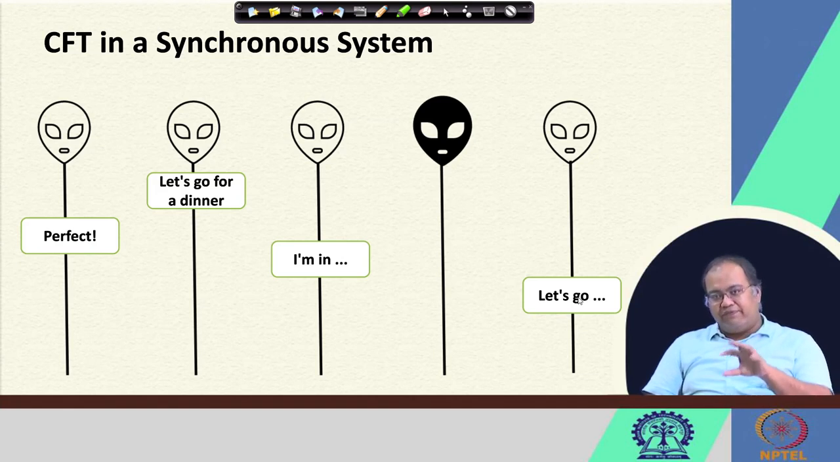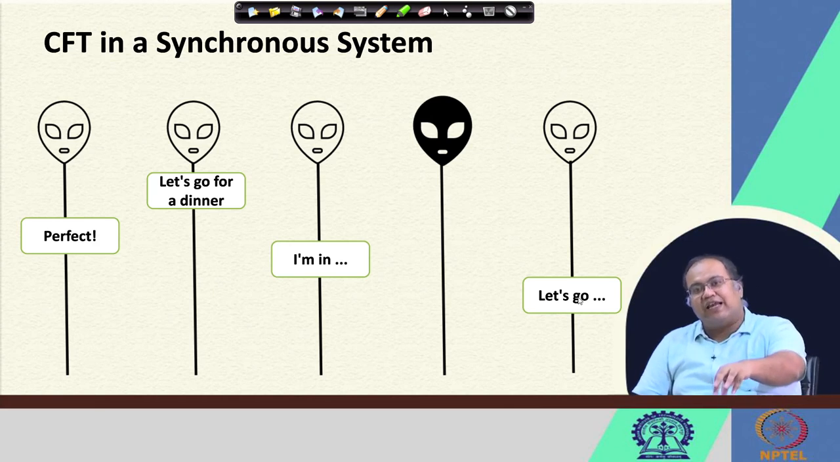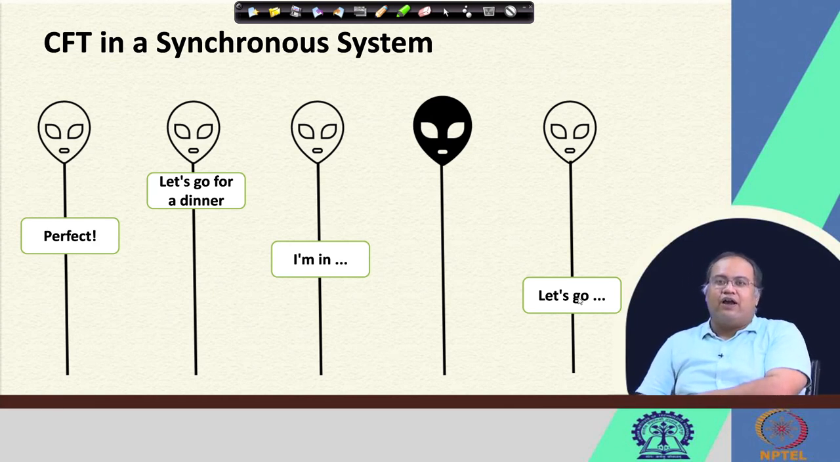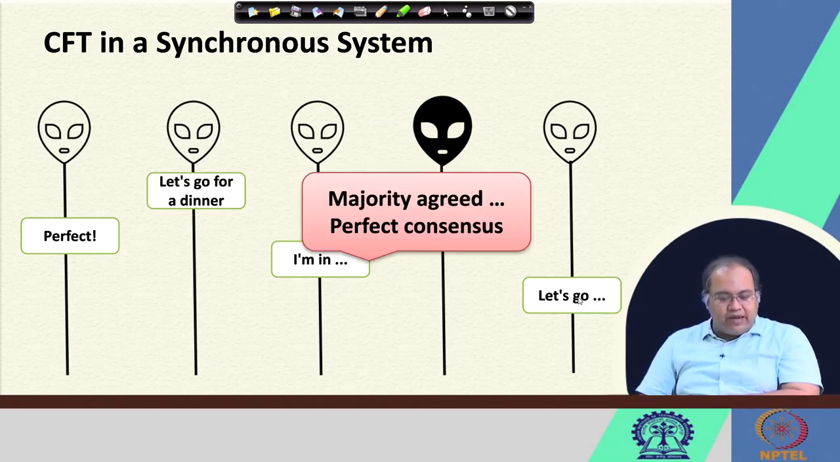One of your friends, say this black friend here, went to sleep and does not receive the message. I can just assume this person is a kind of crash-faulty node where some crash fault has happened. The friends agree together that we can go for a dinner. If you think about majority voting, the majority agreed for a dinner, so you have a perfect consensus, although one of your friends was sleeping.